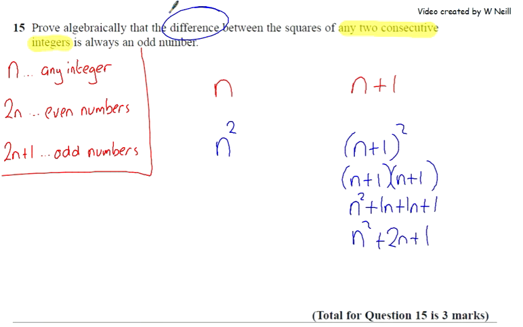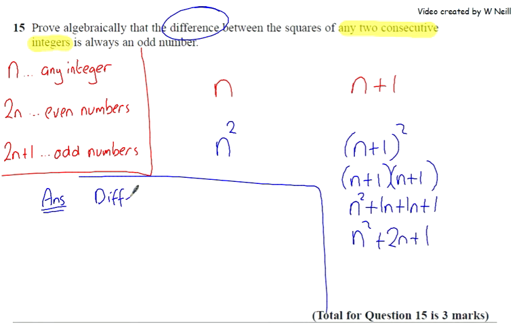It asks me for the difference, so I'm going to put my answer down here. The difference is going to be the largest one, subtract the smallest one. Now if I do that, n squared take away n squared is going to leave me with this. It's going to leave me with 2n plus 1.